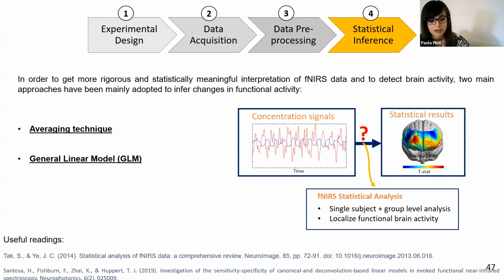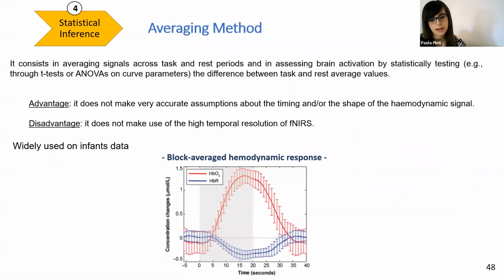So for the fNIRS analysis, there are two main approaches that are typically used. The block averaging technique, that is basically what Renata has been showing so far, and also the general linear model. The block averaging method is quite a straightforward approach, and it basically consists of averaging parts of our fNIRS signals across trial repetitions, so that we get our block averaged hemodynamic response, as shown in the figure here, where we basically get an average oxy and deoxy response to our functional task.